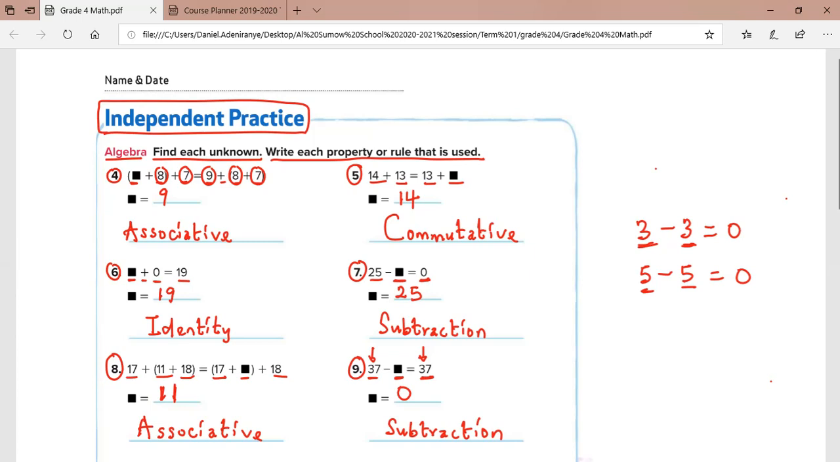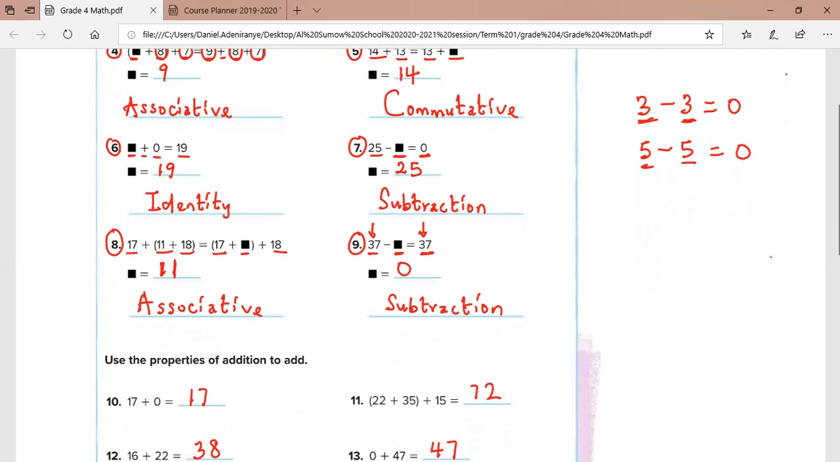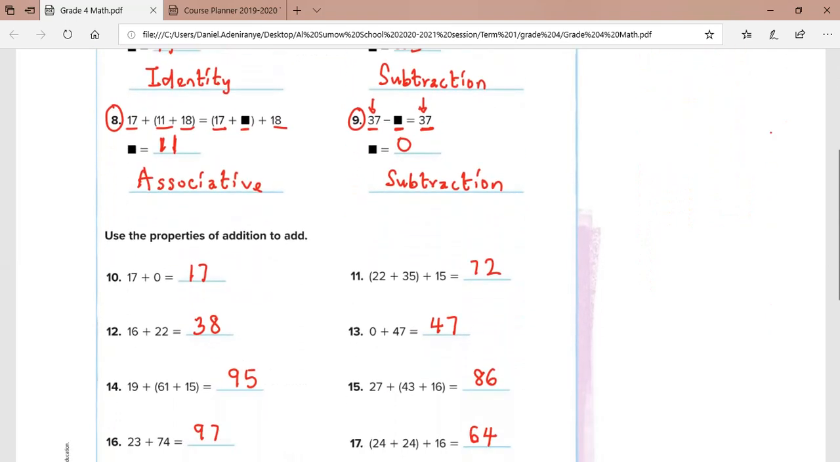Alright guys, you've got the answers. So try and confirm if you got the right answers.